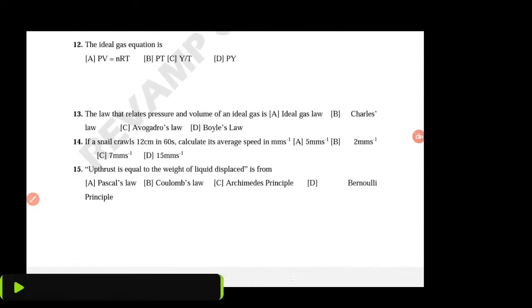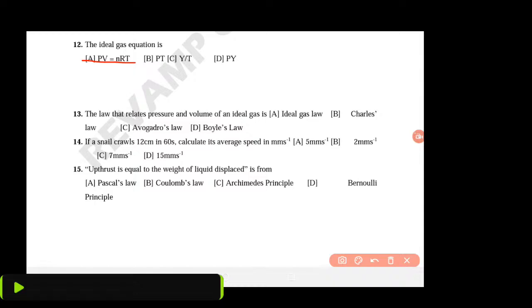Question number 12 asks us for the ideal gas equation. The ideal gas equation is option A. The ideal gas equation is PV equals nRT. Here P represents pressure, V equals volume, n is the number of moles, R is the gas constant, and T is temperature in Kelvin, the absolute temperature.